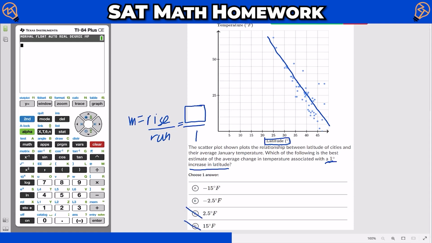I know it should be negative, and we could probably reason through these two, but if we want to just plug it into the calculator, what we could do is identify, well, this looks pretty close to a corner, and say maybe it's (30, 50) as an ordered pair. This one looks fairly close to (40, 25).